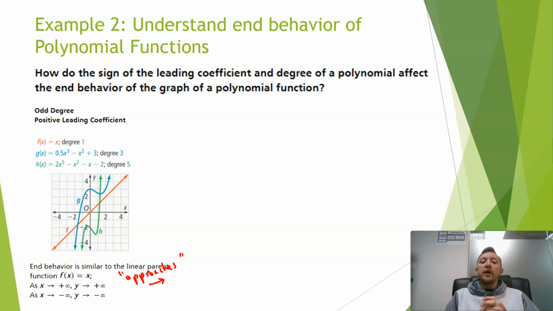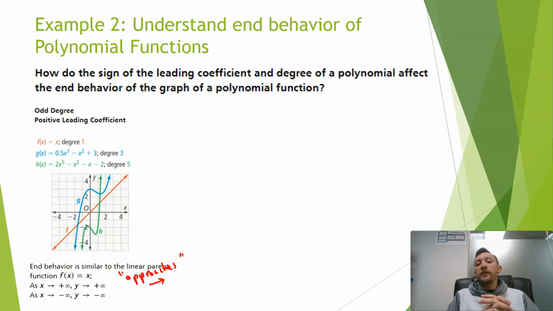Let's look at the other part. As x approaches negative infinity, y is also approaching negative infinity. So y is going down. So as x approaches positive infinity, that's referring to the right side of the graph. As x approaches negative infinity, that's referring to the left side of the graph. So that might also be useful information to put down in your notes.